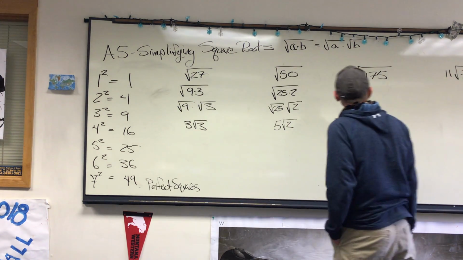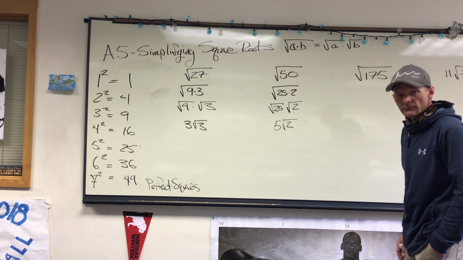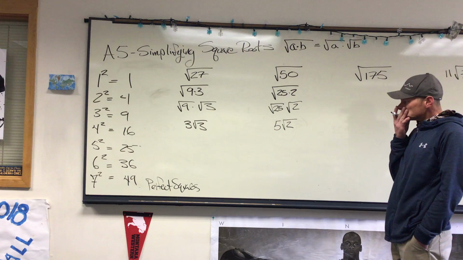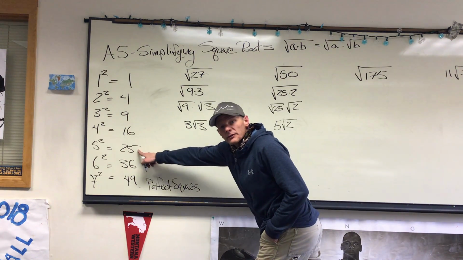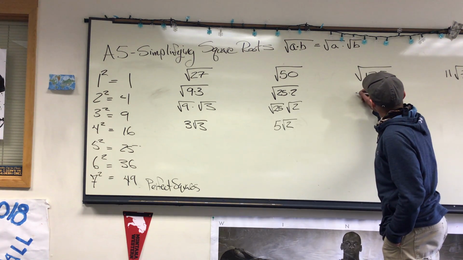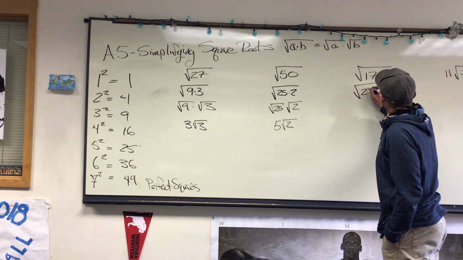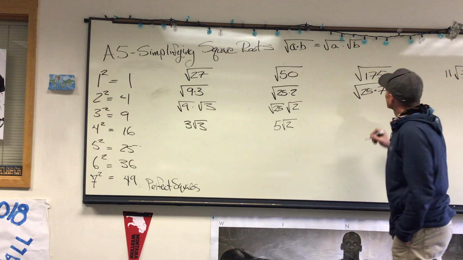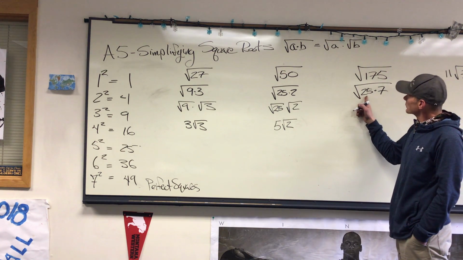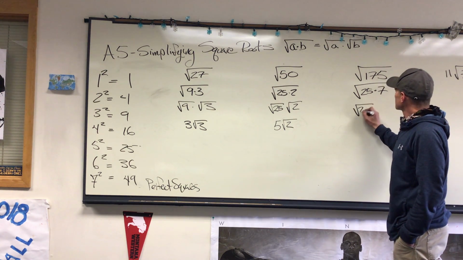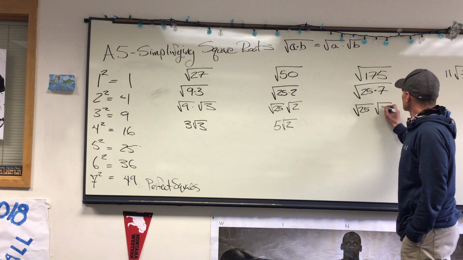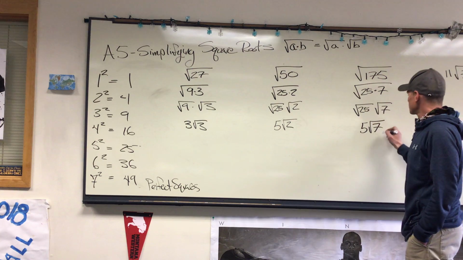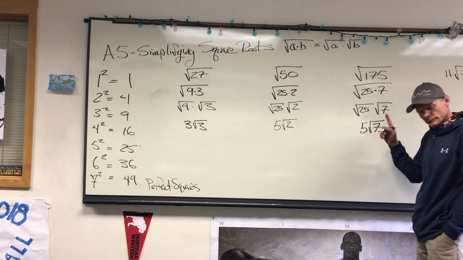So, for instance, the square root of 175. Let's look at this guy. What's the biggest? Ooh, 25 is a factor of 175. And 175 divided by 25 is 7. So 175 is the same as 25 times 7. Or the square root of 25 times the square root of 7. We can write that as 5 square roots of 7. You look in here, oh, no, nothing.